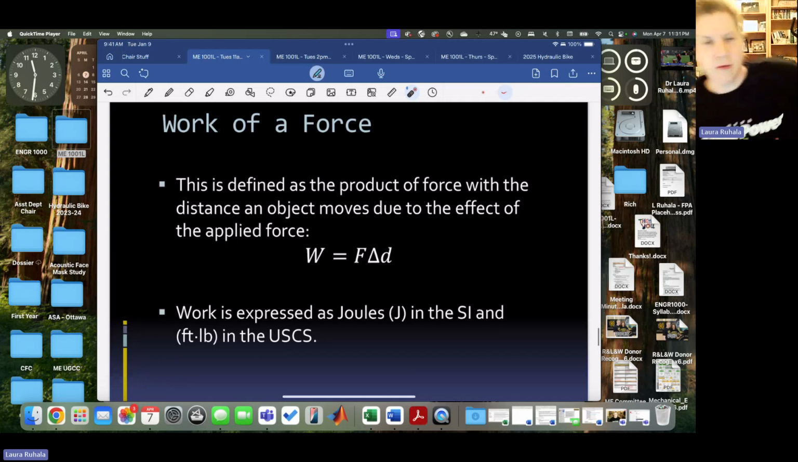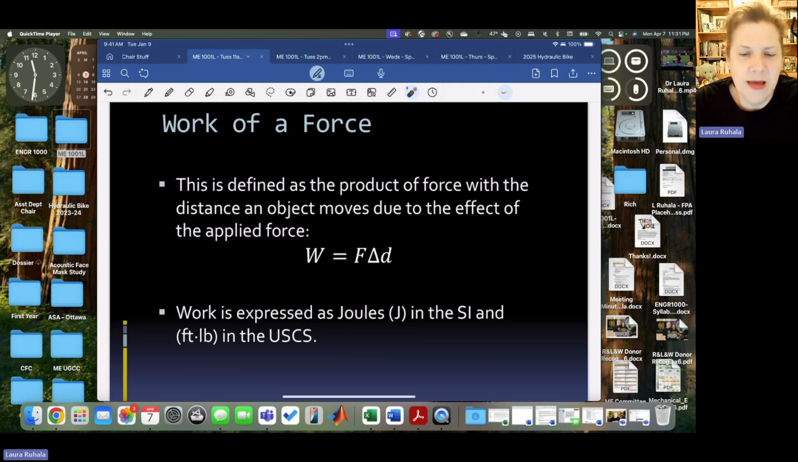Okay, now we're going to talk about work. It's the product of the force over the distance that an object moves due to the effect of that force. So work is force times distance. It's going to be in joules or foot-pounds.